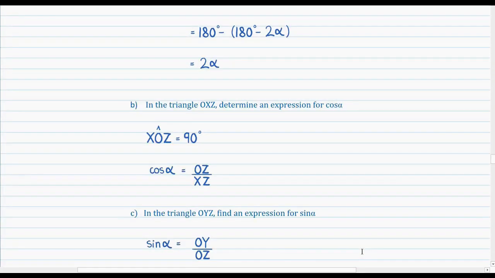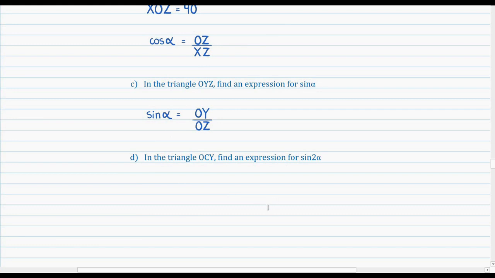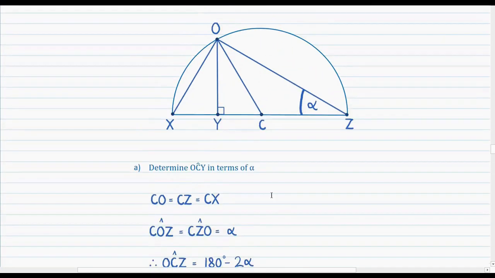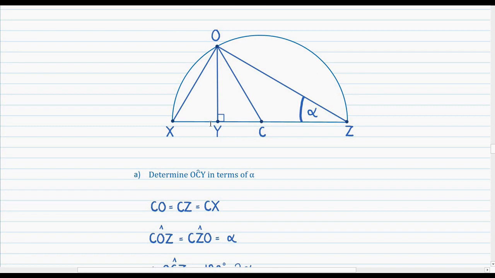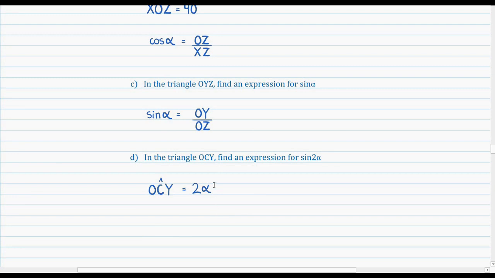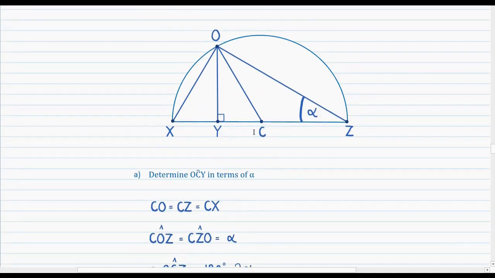Then for part D, it says, in the triangle OCY, find an expression for sine 2 alpha. So triangle OCY would be this triangle. And in the first part, we already determined this angle OCY as being 2 alpha. Therefore, quite simply, sine 2 alpha would be opposite over hypotenuse, meaning sine 2 alpha would be OY over OC.